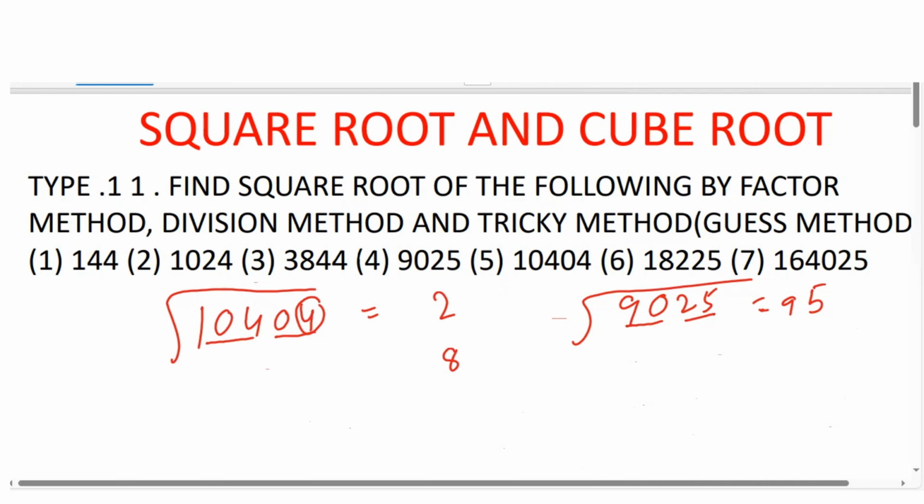So you know 10 squared is 100 and 11 squared is 121. 121 is more, so we will take the smaller number, 10. Now you know 11 squared is 121 and 10 squared is 100. 1040 is nearer to 100 than 121, so 10 is the smaller one. So your answer is the smaller one, 102. This is the correct answer.